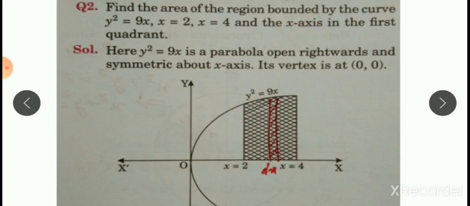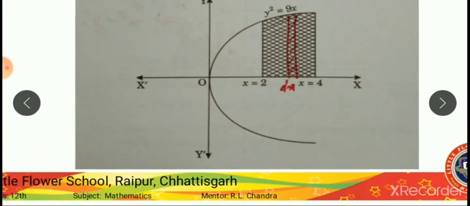X-axis, where is the x-axis? This is the x-axis. And in the first quadrant, here first quadrant means only this part. This is the area bounded by this curve, x is equal to 2, x is equal to 4, x-axis and in the first quadrant. It means again we have to integrate with respect to x because our limits are on the x-axis. The strip is moving on the x-axis.